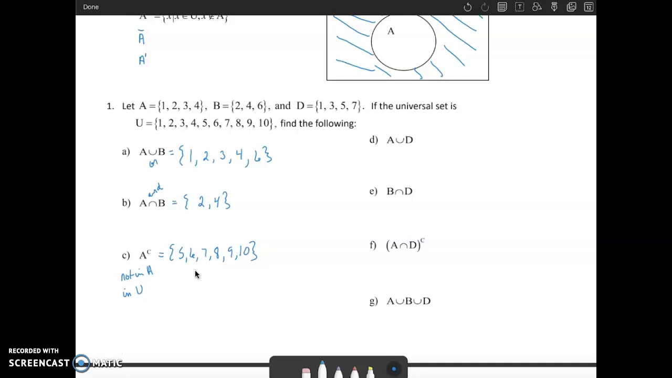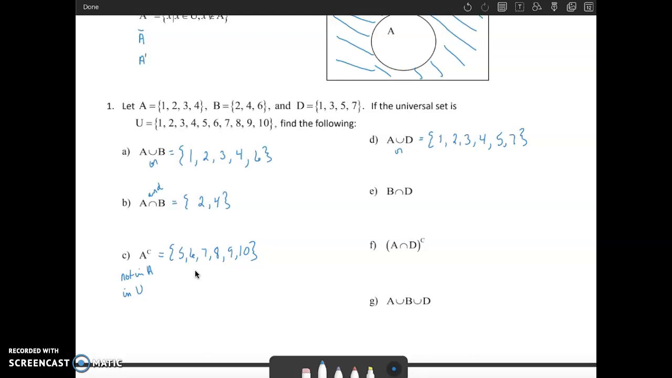Okay, our next one is A union D. So again, union is an or. So what elements are in A or in D? I'm going to start the same way I did the first one, which is just write down everything that's in A. So 1, 2, 3, 4. And then add in here anything that's in D that I haven't already counted. So I've already got 1, and I already have 3, but I haven't counted 5 or 7 yet. So put those in there, and that would be my union.